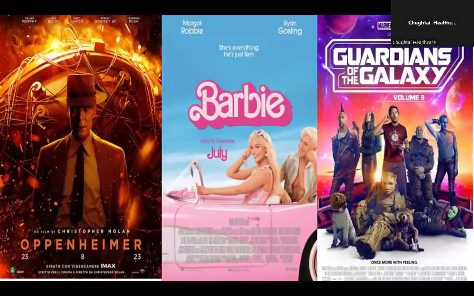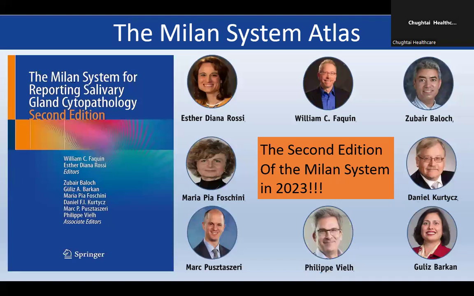But what was new in the world of cytopathology? It was the Milan system. The second edition of the Milan system was published last year.